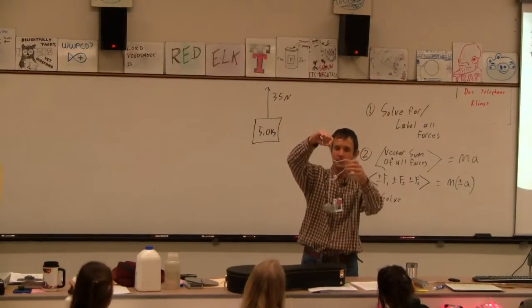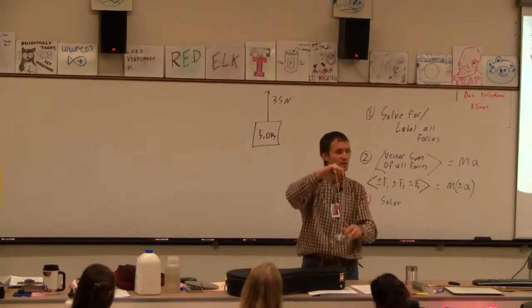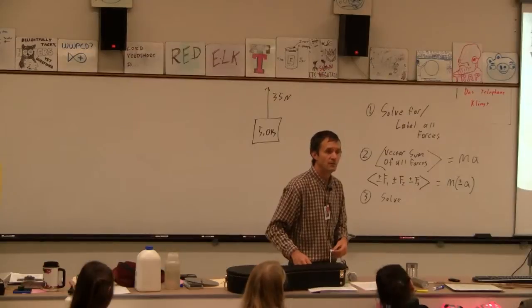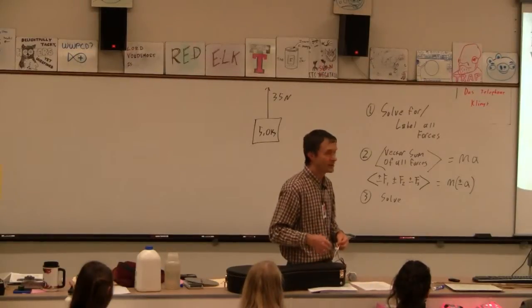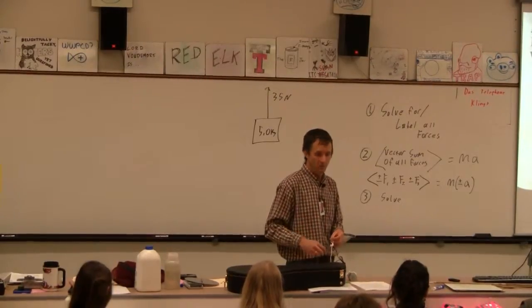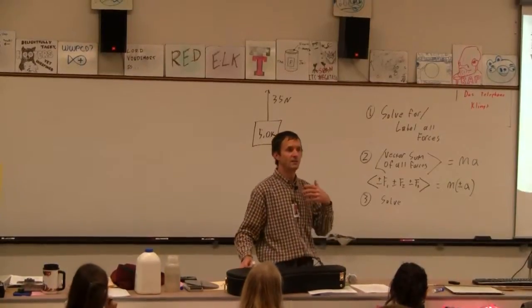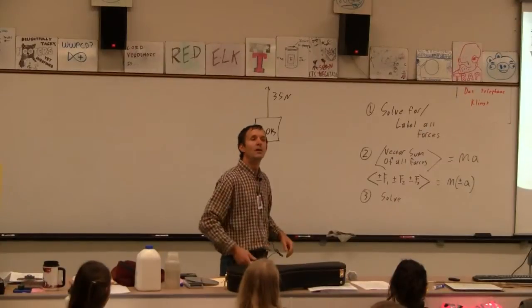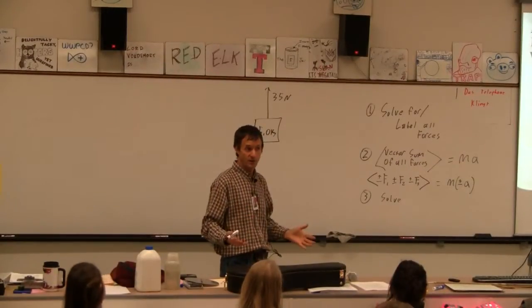But there it is. So the upward force is 35 newtons, and the answer is not 7. Okay, if you've gone 35 divided by 5 and gotten 7, the answer is definitely not 7. Why is it not 7? Is 35 the only force acting on it? Yeah, there's also the force of gravity, correct?